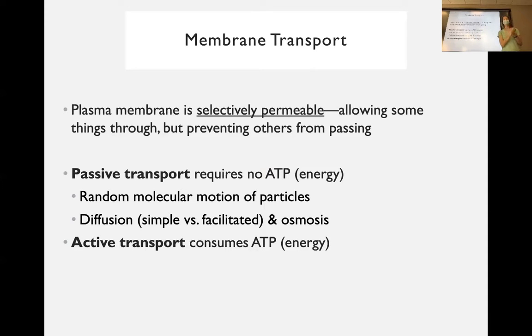Okay, a little bit more terminology before we get into how this actually works. Plasma membranes are referred to as selectively permeable. Permeable in that they let things in and out, but they're selective about it. They don't want anything to come in or anything to go out. They want to be able to control it. So they're selectively permeable. That's the term that's used.